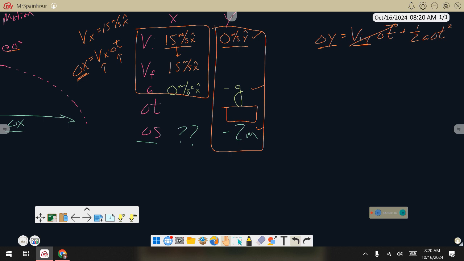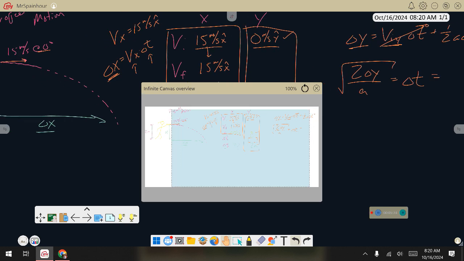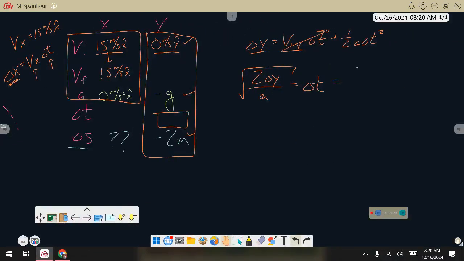So that's 0 and cancels out. I'm going to multiply by 2 on both sides to cancel out that 1/2 over there. I'm going to divide by a on both sides, and I'm going to square root both sides to get delta t. I'm going to go ahead and plug in the numbers. So I have the square root of 2 times -2 meters over -g. So the amount of time that it should take to hit the ground is 0.64 seconds.